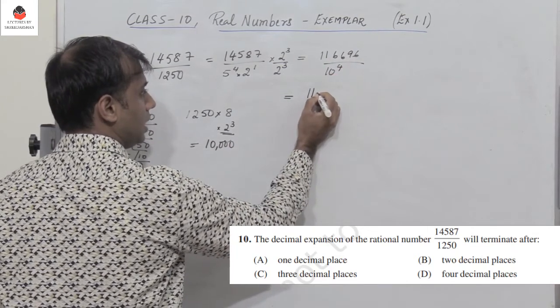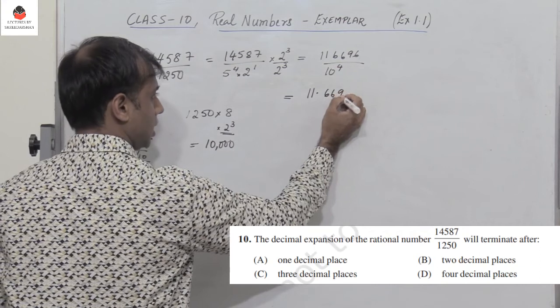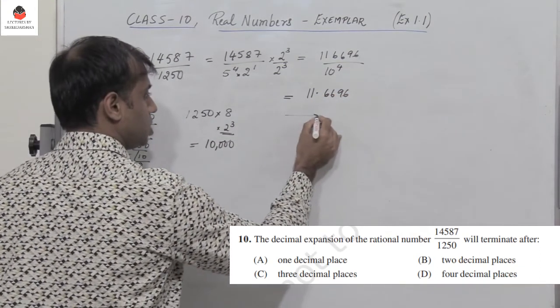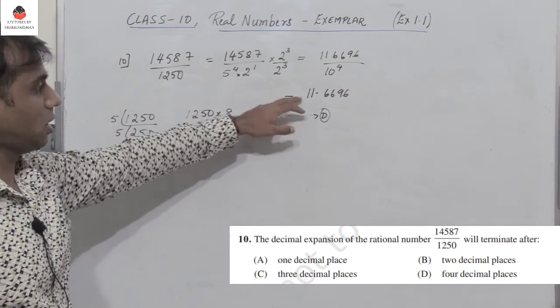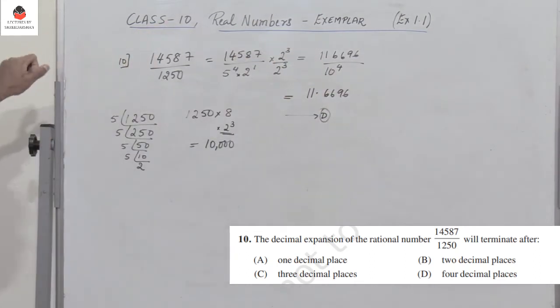So it's going to be 11.6696. So the right option is option D. Therefore, the decimal expansion of the rational number will terminate after 4 decimal places. So after 4 decimal places, it is going to terminate.